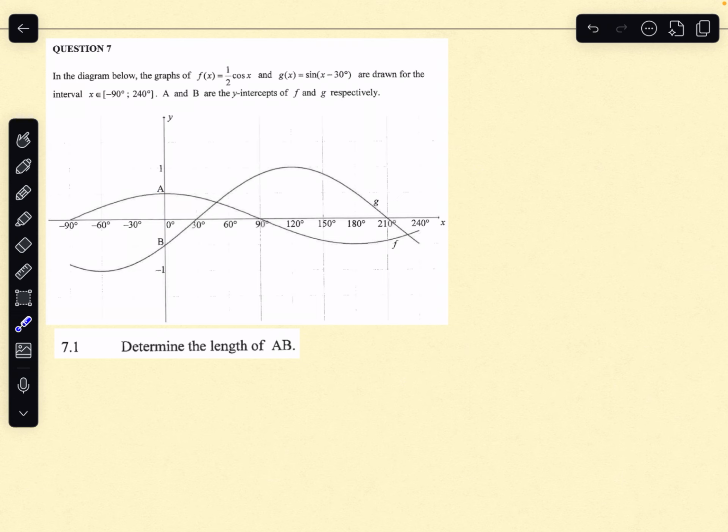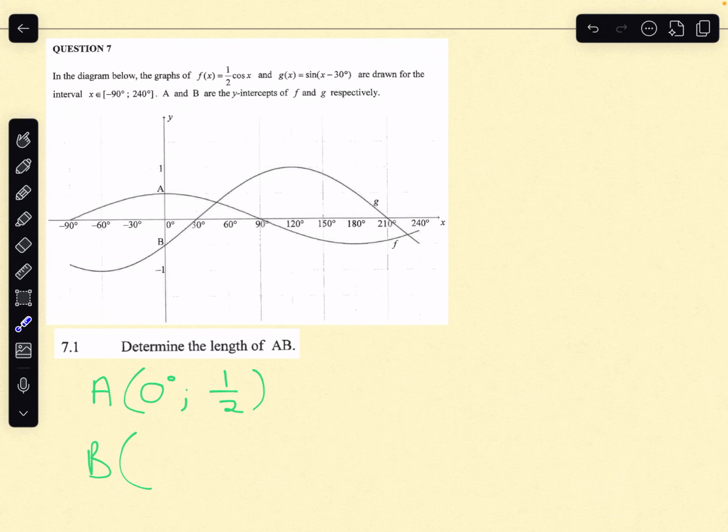The F graph is easy because we haven't moved left or right. So all that has changed is our amplitude. So that means that A is no longer at 0, 1, as it would be in a normal cos graph. It's now going to be at 0 degrees and a half. Okay. And then for B, we need to be a bit more creative.